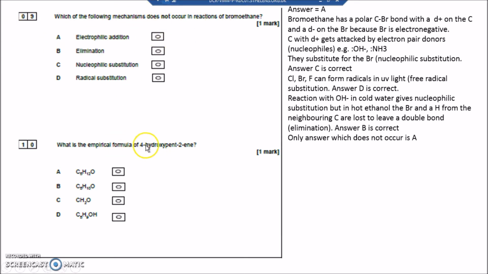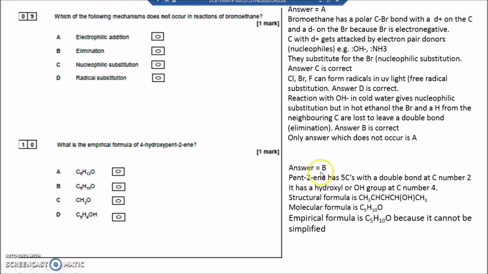What's the empirical formula for 4-hydroxypentene? Well, let's have a look. It's got 5 carbons. So pentene has got 5 carbons. It's got a double bond between carbons 2 and 3, so at carbon number 2 it's got a double bond, an ene, and it's got an OH group. A hydroxy group is an OH group, at carbon number 4. Let's have a look at its structural formula and then we can work it out from there.